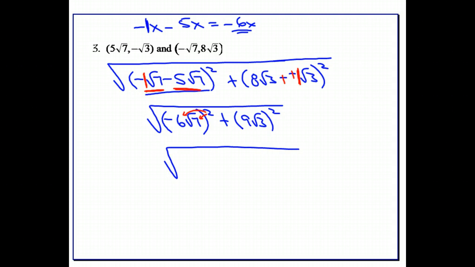The negative 6 squared is 36. Maybe put a little arrow down there. So a negative times a negative is a positive. Don't let that fool you. And the 6 times 6 is 36. All right. The square root of 7 squared is how much? The square root of 7 squared is 7.